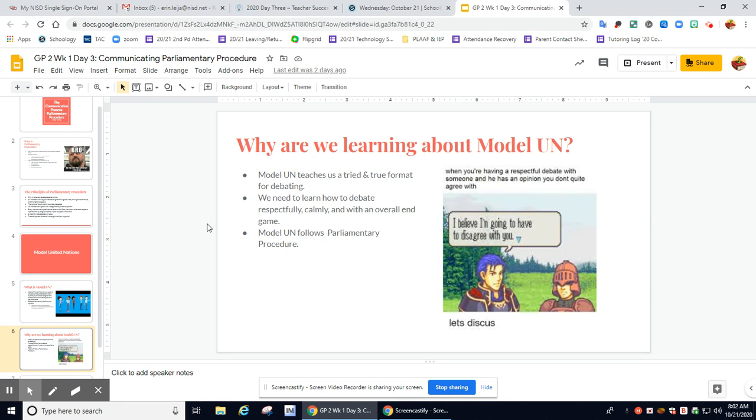So why are we learning about Model UN? Model UN teaches us a tried and true format for debating, which is parliamentary procedure. And we need to learn how to debate respectfully, calmly, and with an overall end game. So in Model UN, their whole point, their end game, is to reach an agreement. They want peace. The United Nations gets together with all the nations around the world. When they meet up in New York City, their entire basis of getting together is to reach peaceful agreements without having to go to war.